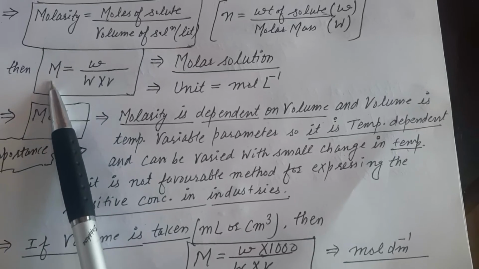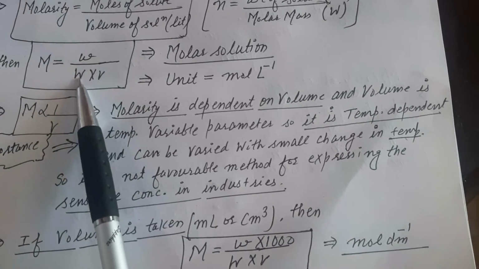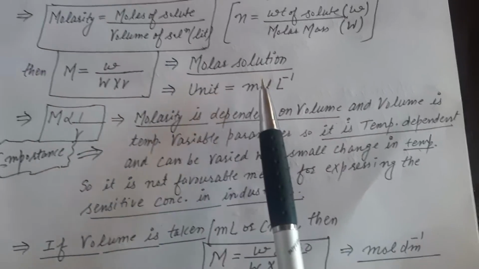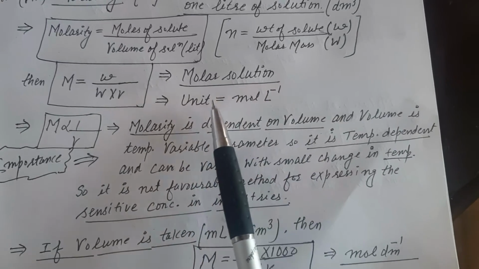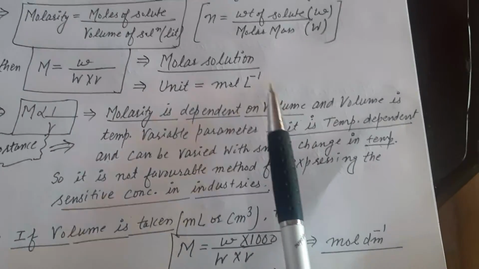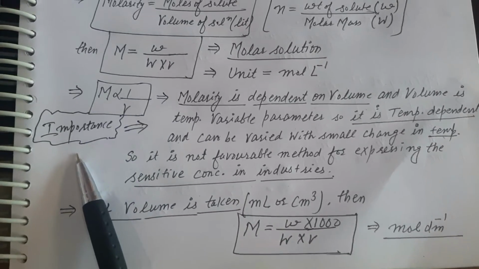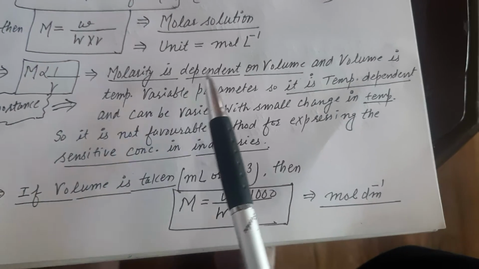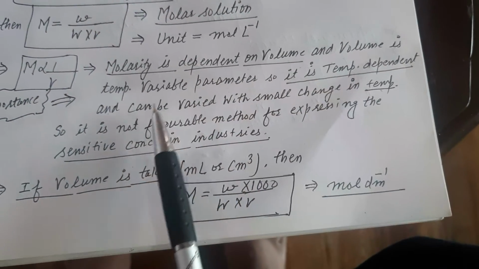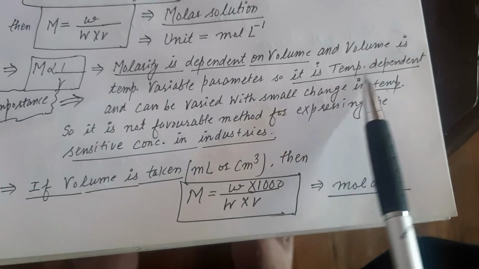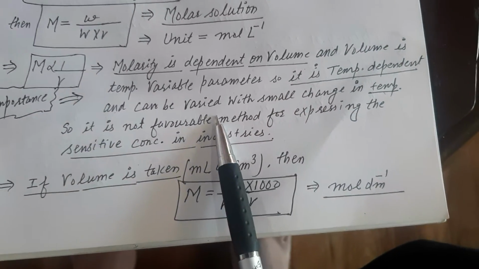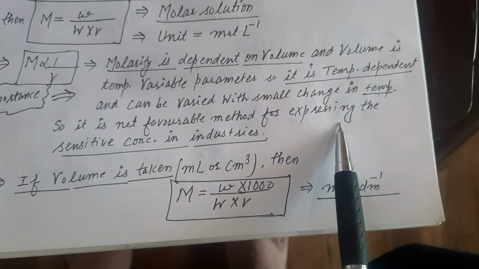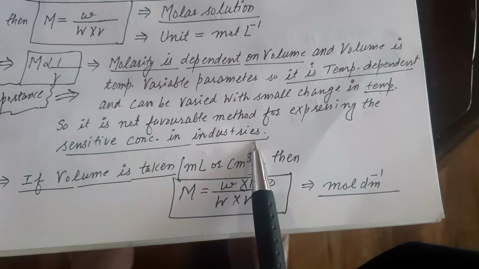Then the formula for molarity M is equal to weight of solute upon molar mass of solute into V, where V should be in liter. The solution formed by this process is called a molar solution, and the unit will be mole per liter. What is the importance of molarity? As molarity is inversely proportional to volume, it is dependent on volume, and volume is a temperature variable parameter, so it is temperature dependent and can vary with small changes in temperature. So it is not a favorable method for expressing sensitive concentration in industry.